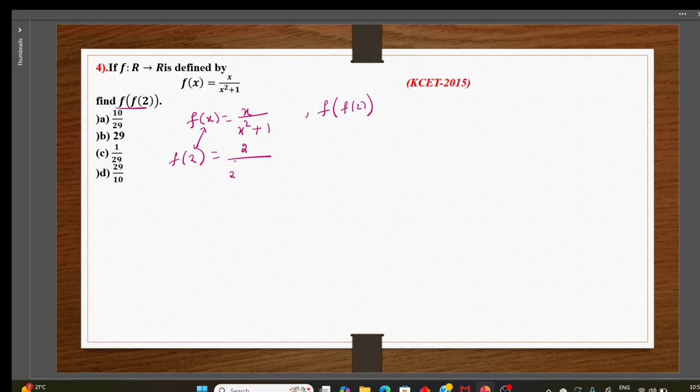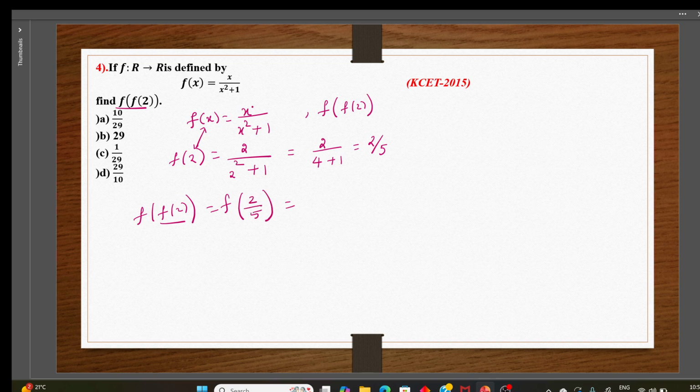f of 2 means in the place of x substitute 2. So 2 by 2 square plus 1. So 2 by 2 square plus 1 means 2 by, 2 square value is 4, plus 1, is equal to 2 by 5. This is f of 2. Now f of 2 value we get 2 by 5.